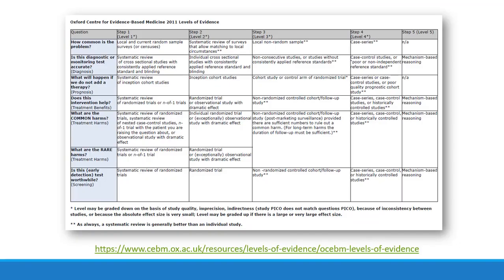So this is linked, and this is an illustration of the different levels of evidence, whether you're looking at diagnosis, prognosis, therapy, harm, or screening, and the types of studies that would be found or would then qualify as level 1, level 2, level 3, level 4, level 5.